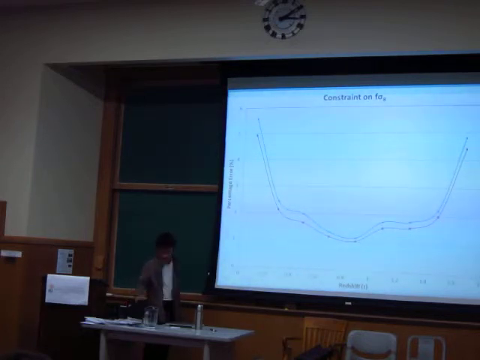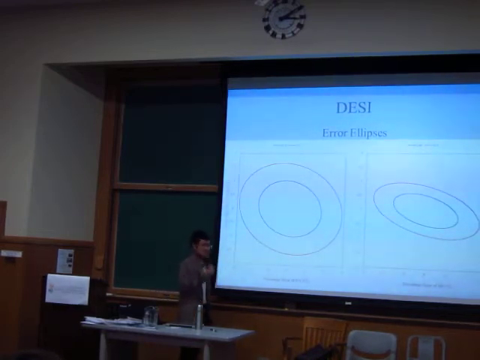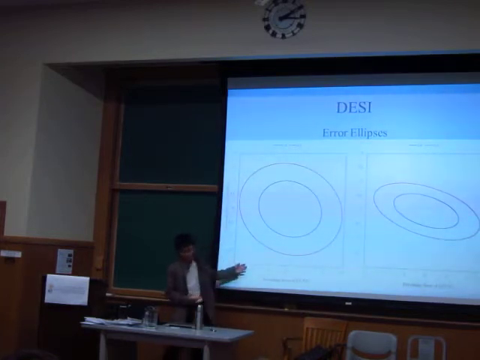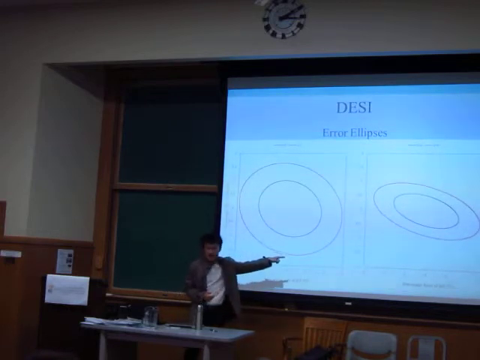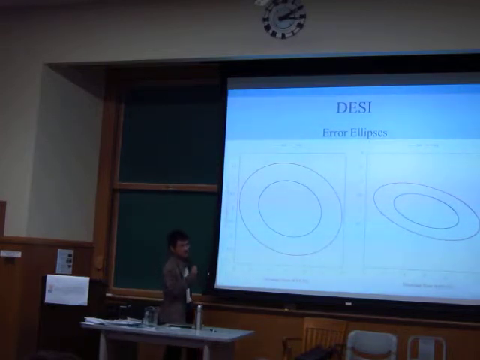But I'll give you another way to show this comparison. Here are error ellipses. If the errors are smaller, then the area of these ellipses is smaller. On the left side here represents the original constraint. And on the right, that represents the improved constraint. It's very clear that the error on the right is actually smaller. So the constraint is actually better. But that's not the end of the story.